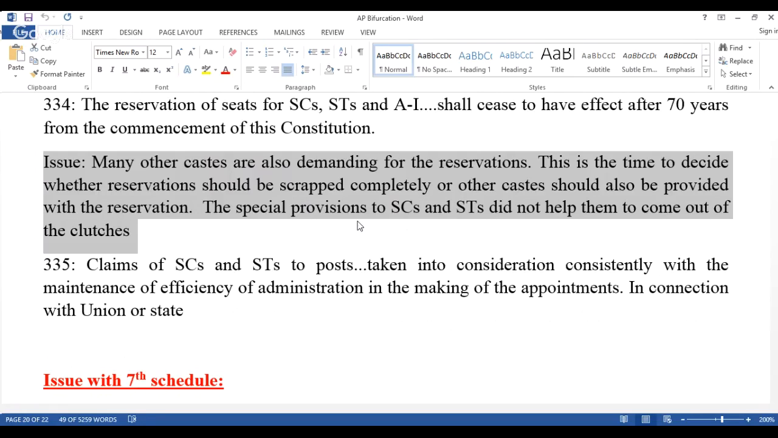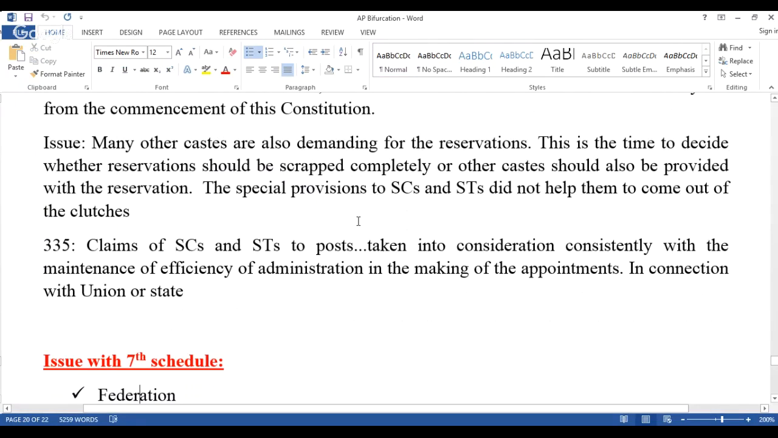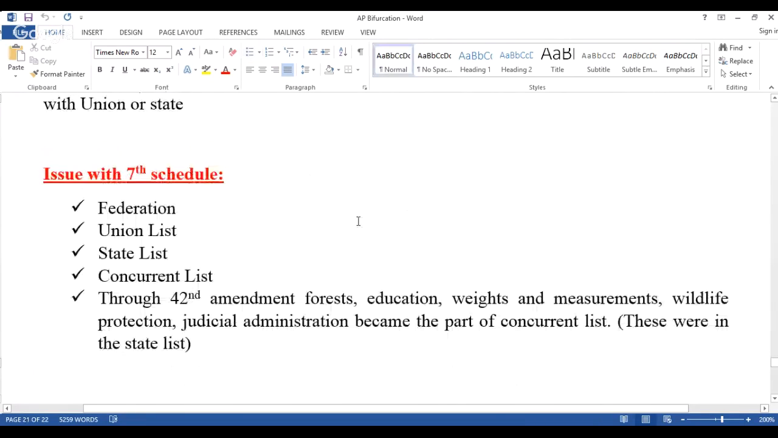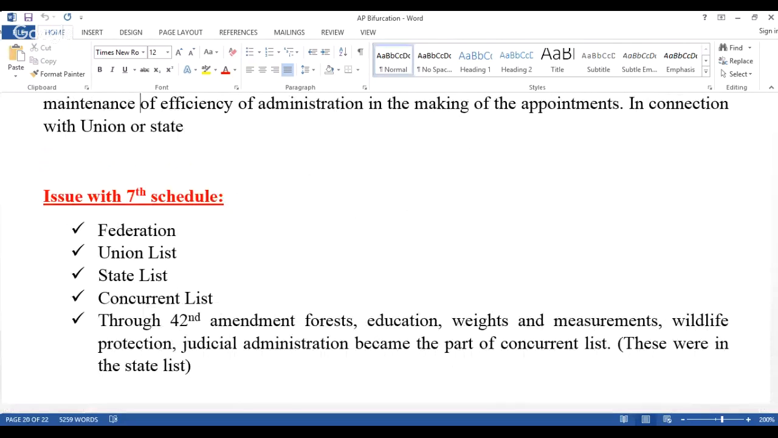Right? Next. So what are the issues with the seventh schedule? What are the issues here? India is a federation. The word federation is not mentioned in the Constitution. Why? You know the reasons.